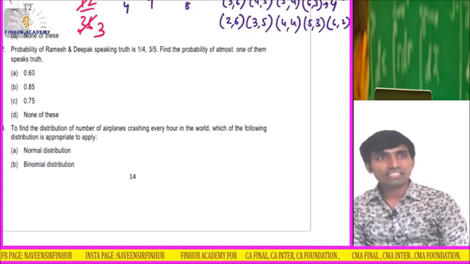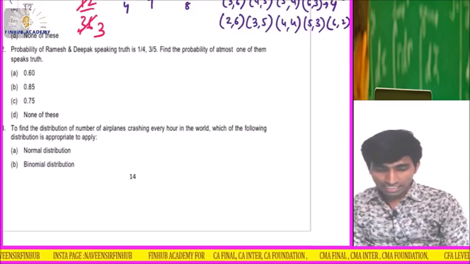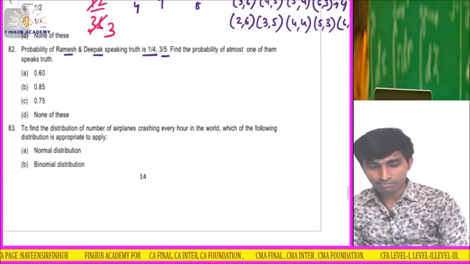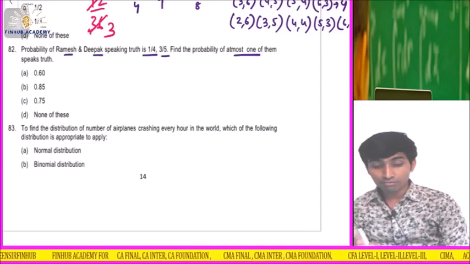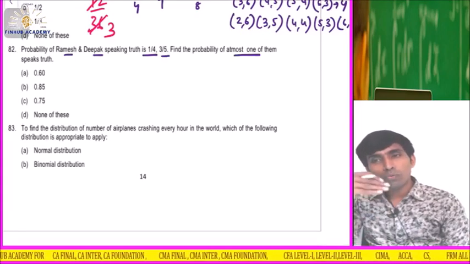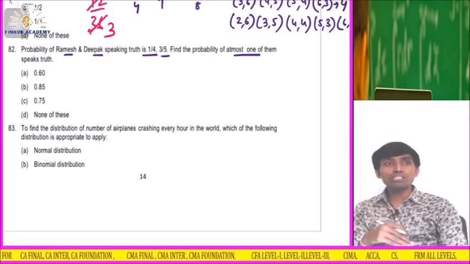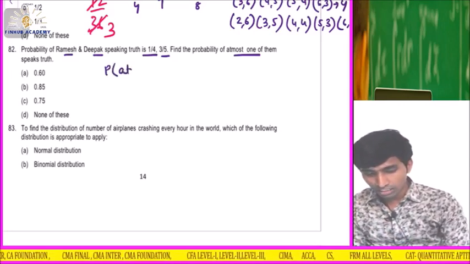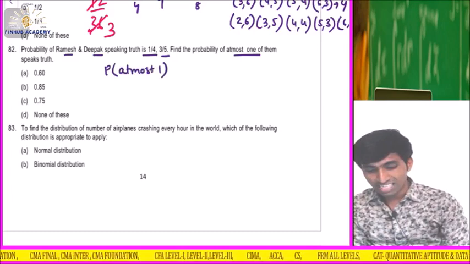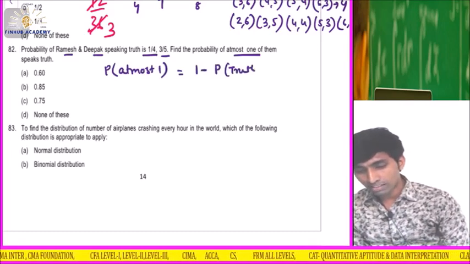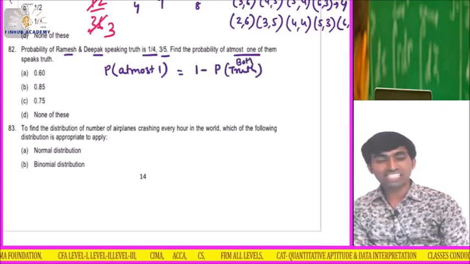Understand, interesting question. Here it is said, the probability of Ramesh and Deepak speaking the truth is 1 by 4 and 3 by 5. At most one of them speaks truth. At most one means only one should speak the truth or none should speak the truth. So the easiest way to do is what? The probability that at most one is nothing but 1 minus both speak the truth. Both speak the truth is the easiest way.